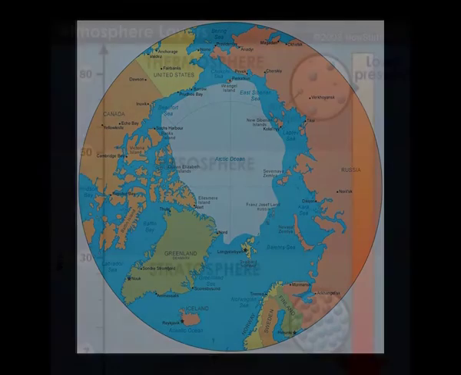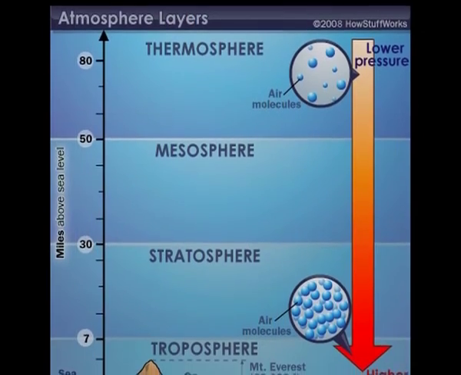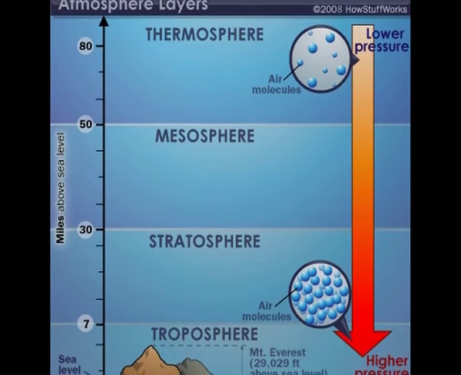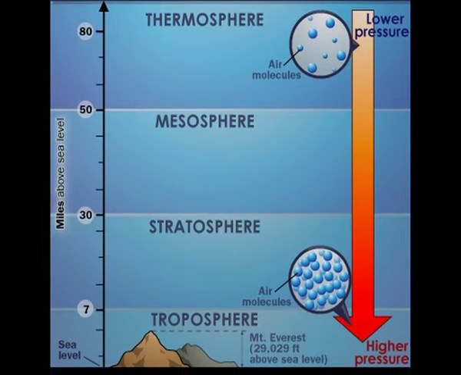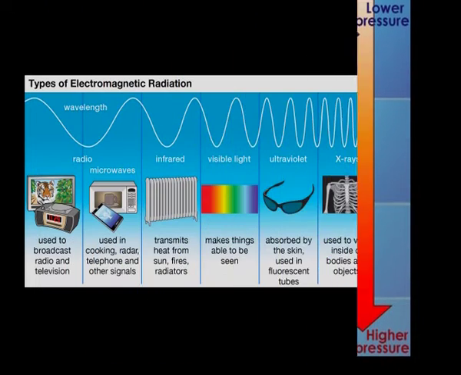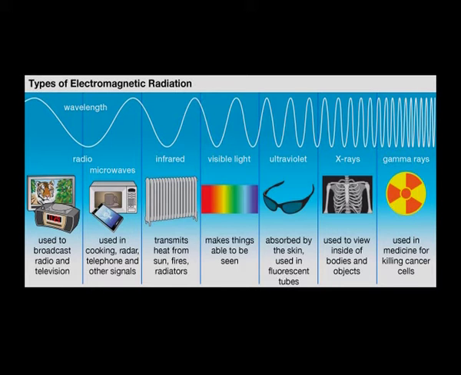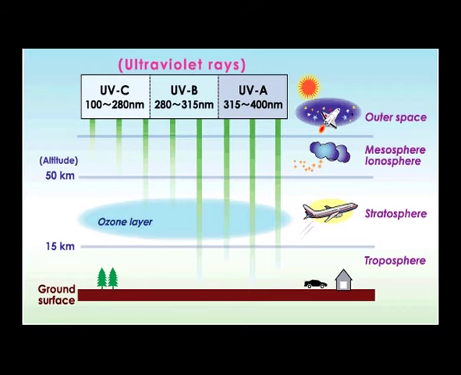The following points tell about the relationship between atmospheric ozone and ultraviolet radiation. Ultraviolet radiation is a high energy electromagnetic wave emitted from the sun. It is made up of wavelength ranging from 100 nanometer to 400 nanometer.